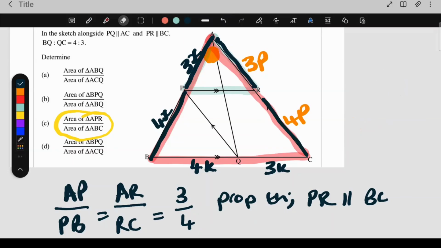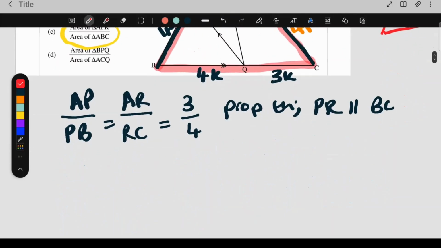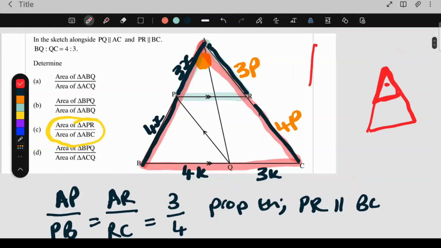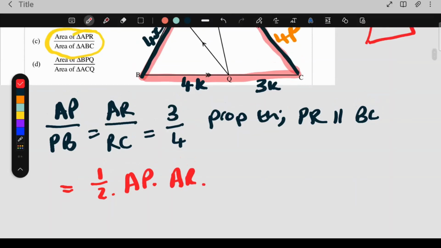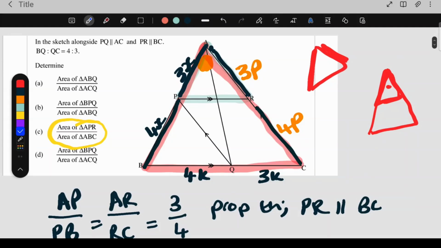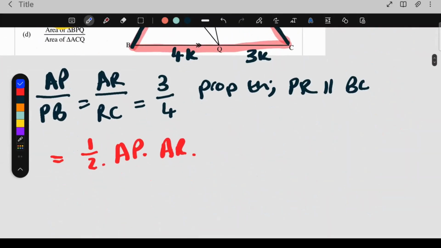Now I'm going to start with the area. Because the one triangle is inside the other, I'm going to use the sine rule because there's a common angle. I'm going to start with the blue triangle. That's APR. I'm going to say the area of APR is a half. Now remember, it's a half this times that. It's a half AP times AR times the sine of the included angle. We said the included angle is A. This is times sine A.